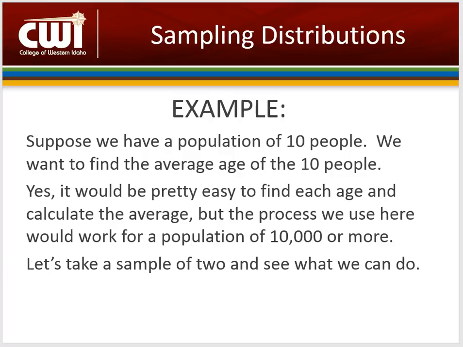Let's look at an example where we have 10 people and want to estimate the average age of those people. This is a case where we could easily calculate the mean, but let's work on the problem through using estimation to see the process. We will take a sample of 2 and calculate the mean age for the 2 people in the sample.